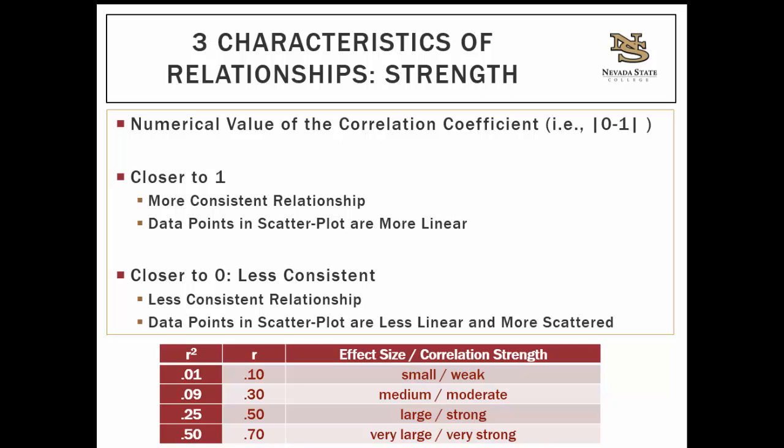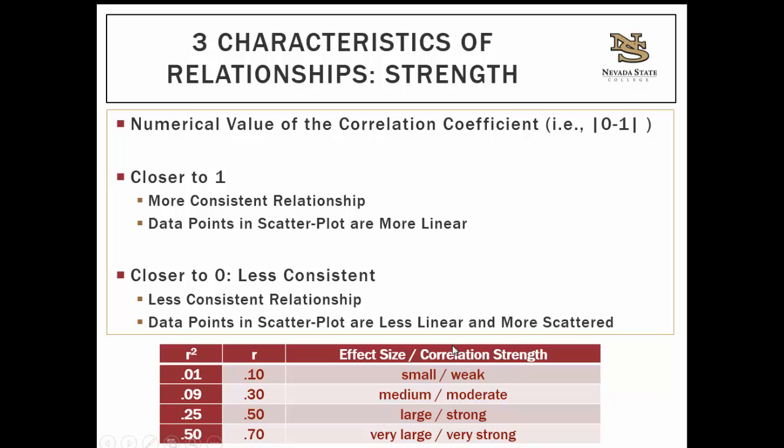Don't think that just because you have a negative correlation that it's weak, or just because you have a positive correlation that it's strong. For strength, you're simply looking at the numeric value, regardless of if it's positive or negative, right? That's why we have this absolute value here. So be careful with that.